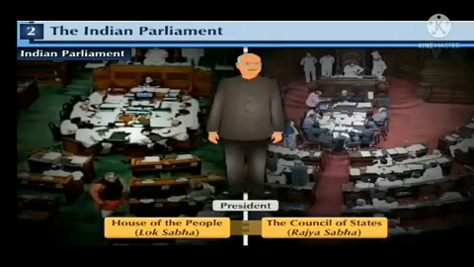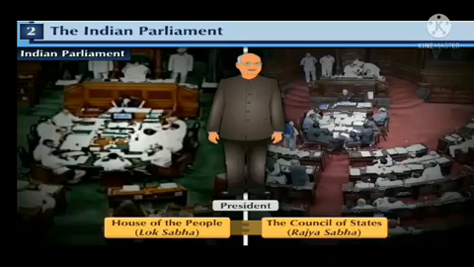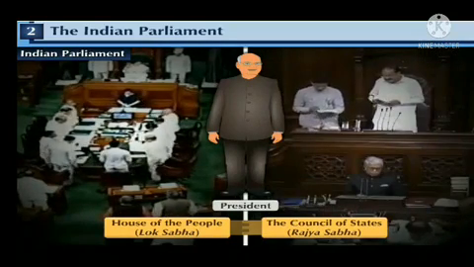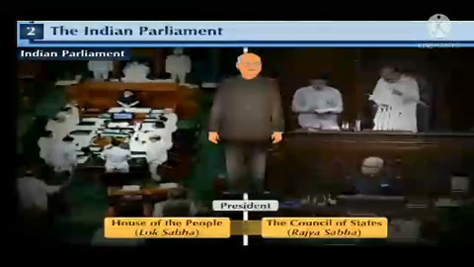Though the President was considered an inseparable part of the Parliament, he or she could not directly participate in the discussions taking place in either of the houses.